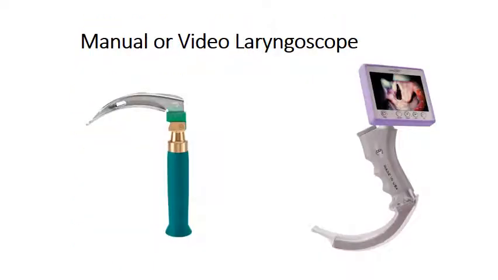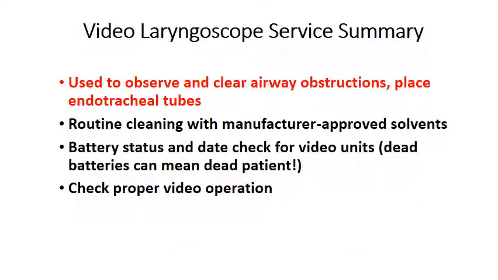Here are two examples of manual and video laryngoscope. These are both curved. Another option is to have a straight shaft. So in summary, a manual or video laryngoscope is used to observe and clear airway obstructions in respiratory distress, and also to place endotracheal tubes in the case of intubation.